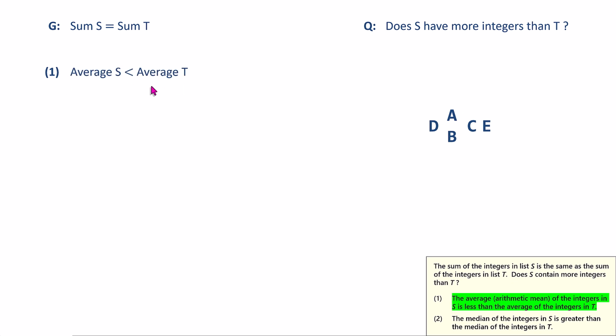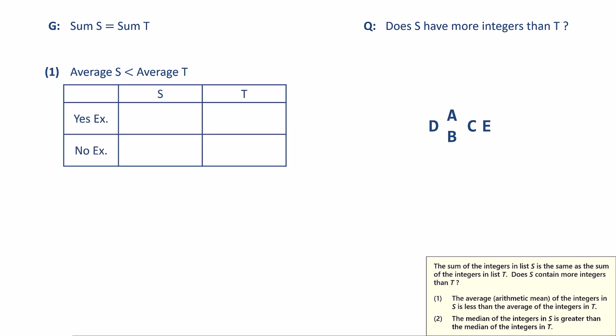To find out if this statement is sufficient, we need to see whether it implies a certain answer to our question. So we need to figure out whether this information is consistent with the answer being yes, and whether it's consistent with the answer being no. To get at this, let's try to find examples. We want to see if we can find a yes example and a no example. So let's try to pick a yes example.